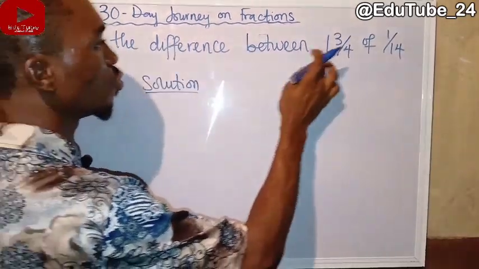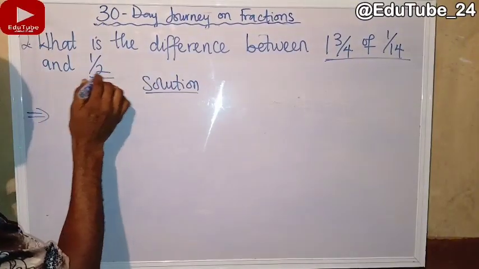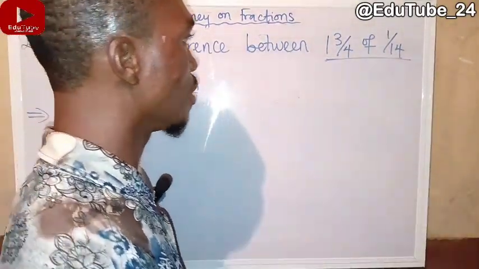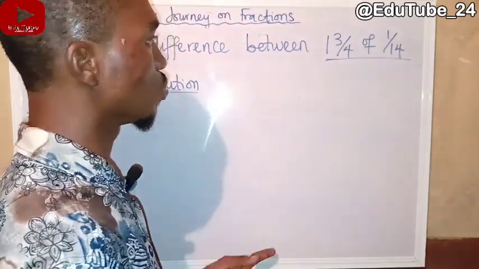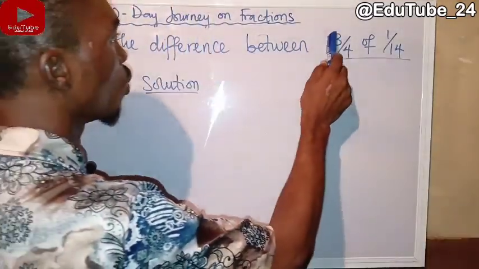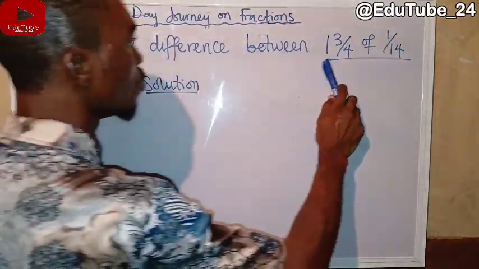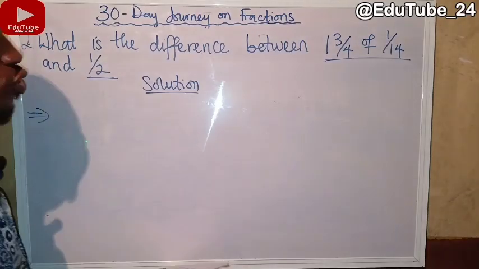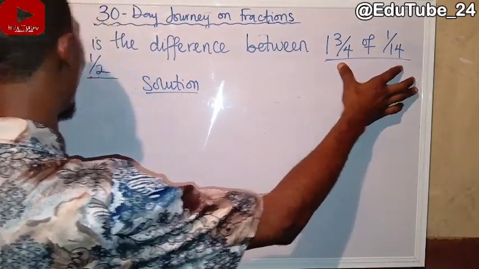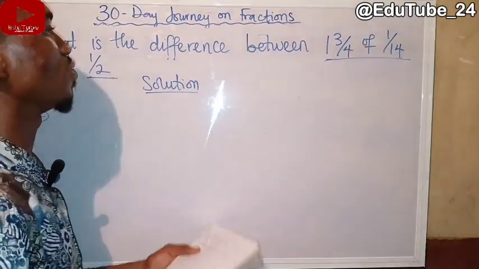So what is the difference between this and this? This kind of question could usually be confusing for 4th grade and 3rd grade learners. So what's the difference between this and this? Considering the sequence of the question, we have to work on this first, and when we get our value, we then subtract it from this. Difference in mathematics means subtraction.